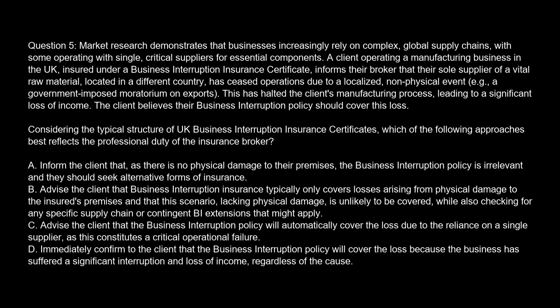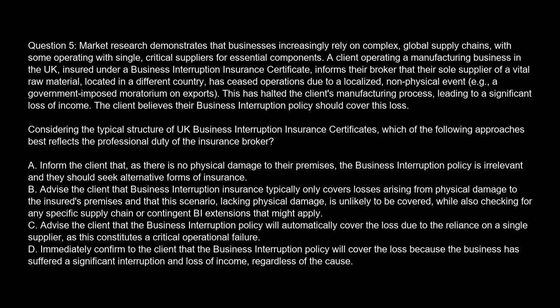Considering the typical structure of UK business interruption insurance certificates, which of the following approaches best reflects the professional duty of the insurance broker? Option A. Inform the client that, as there is no physical damage to their premises, the business interruption policy is irrelevant and they should seek alternative forms of insurance. Option B. Advise the client that business interruption insurance typically only covers losses arising from physical damage to the insured's premises, and that this scenario, lacking physical damage, is unlikely to be covered, while also checking for any specific supply chain or contingent BI extensions that might apply. Option C. Advise the client that the business interruption policy will automatically cover the loss due to the reliance on a single supplier, as this constitutes a critical operational failure.